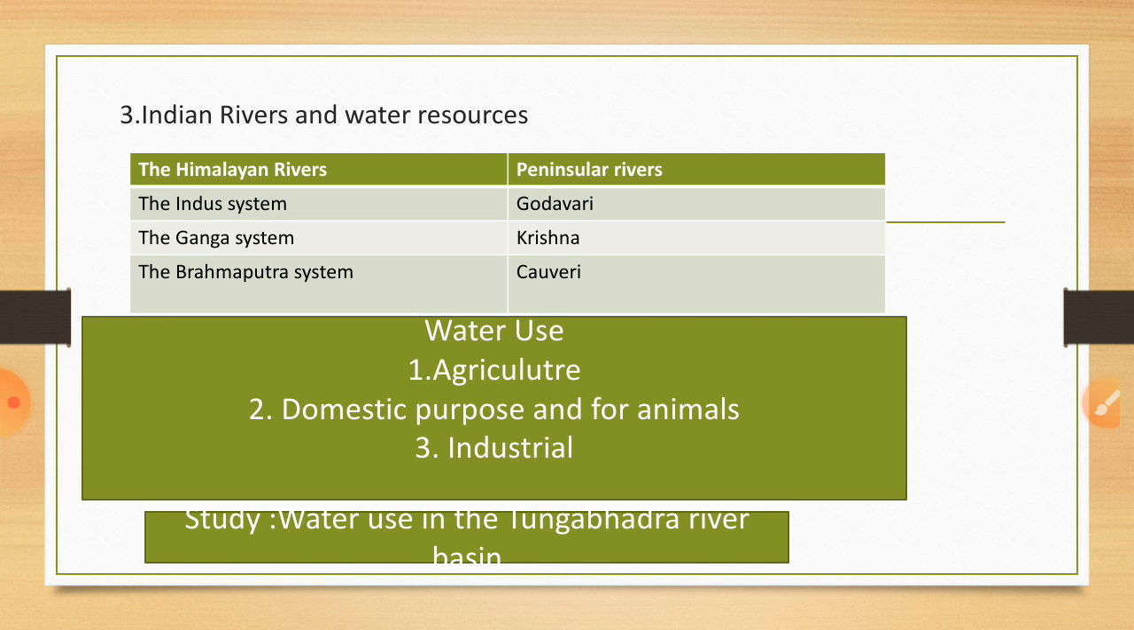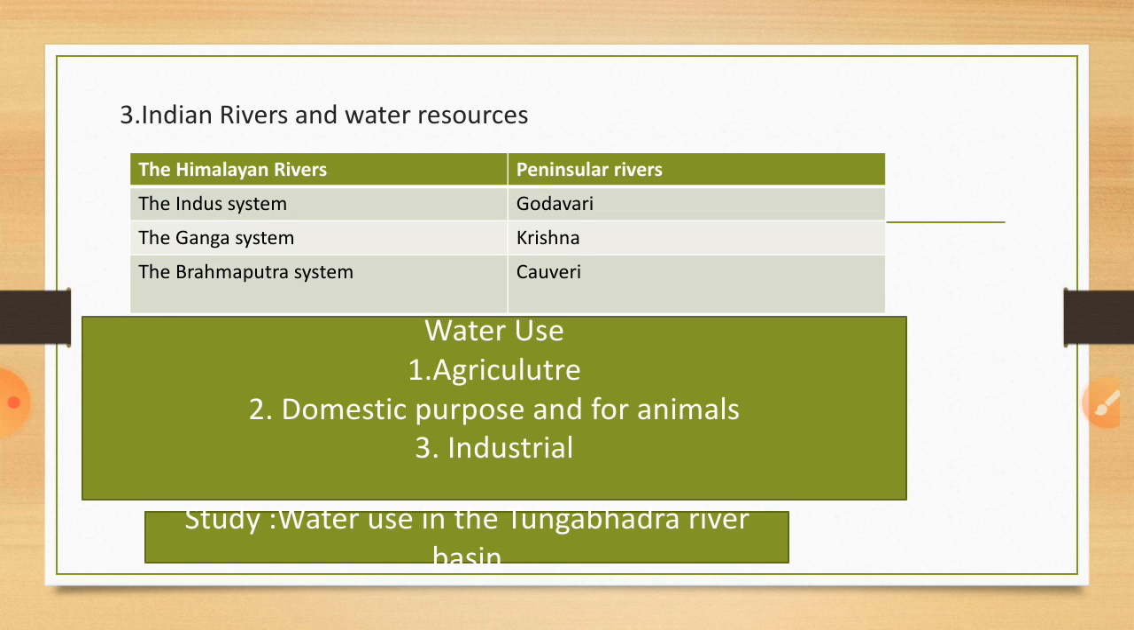Along with this, do remember, even though their origins are not given, like where they originate from, if you can find any other source, please refer to that source. And next, once you are done with the classification of the two drainage systems, that is Himalayan rivers and peninsular rivers, then you'll find water use, that is how water is utilized in the agriculture sector. The second is for domestic purposes and for animals, that is drinking purposes. And the third is how water is used for the industrial sector.